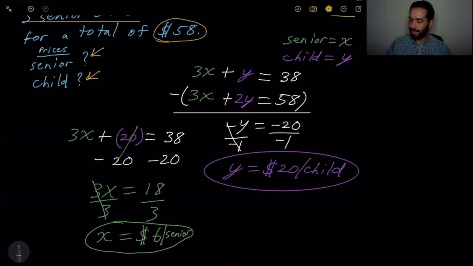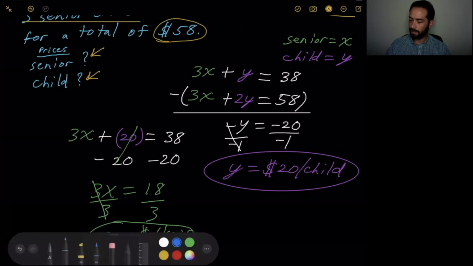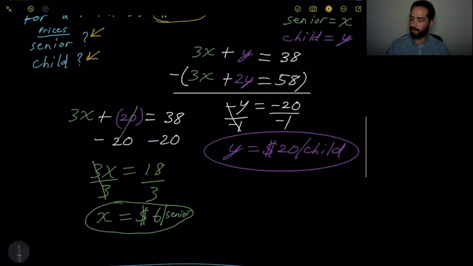Let's do this. So we've got a $20 child ticket, a $6 senior ticket. Now, I always encourage you to check your work, because remember, if you plug things back in, you will see right away whether it worked or it didn't work. That is the beauty of math. So let's do that really quick. Okay, so if I have 3 senior tickets at $6 each, plus 2 child tickets at $20 each, and that's supposed to equal 58. Well, let's see if it does.